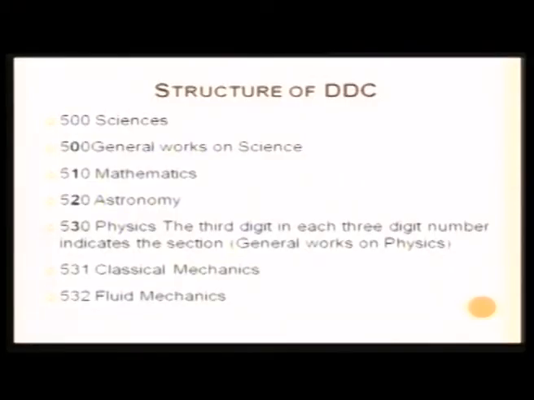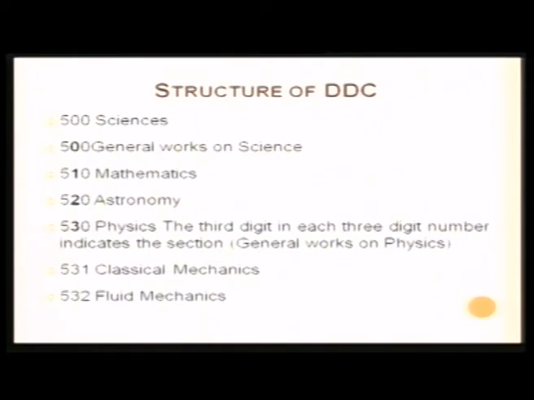Now for another example, 500 is sciences. Then the first 0 in the 3-digit number, as you know, all DDC numbers have minimum 3 digits, indicates general works on science. Then after 0, in 510 we have the first division, 1 stands for mathematics, 510 is for mathematics, 520 is astronomy, 530 is physics. That means 500 is sciences. Then there are different divisions of sciences. You have mathematics, astronomy, physics.